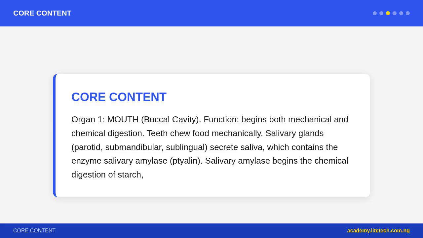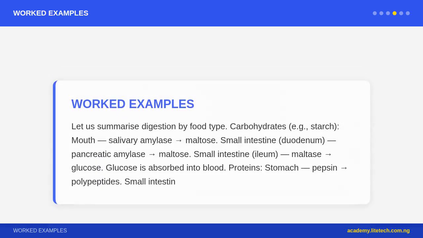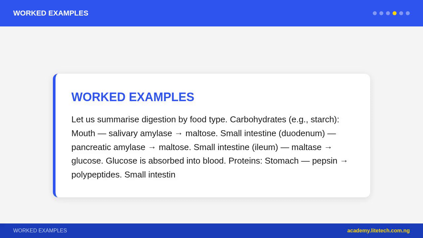The walls of the small intestine also secrete intestinal juice containing maltase, maltose to glucose; sucrase, sucrose to glucose plus fructose; lactase, lactose to glucose plus galactose; peptidases, polypeptides to amino acids. These intestinal enzymes complete the final stage of chemical digestion. Absorption: the fully digested nutrients are absorbed through the walls of the ileum into the blood.